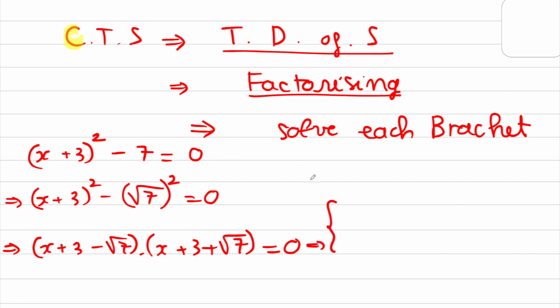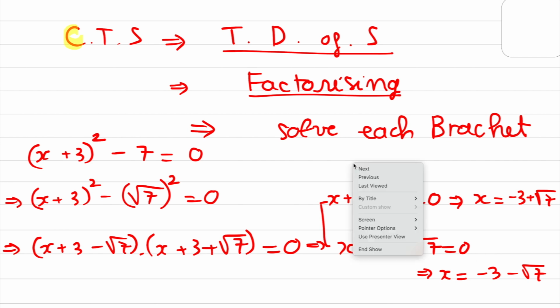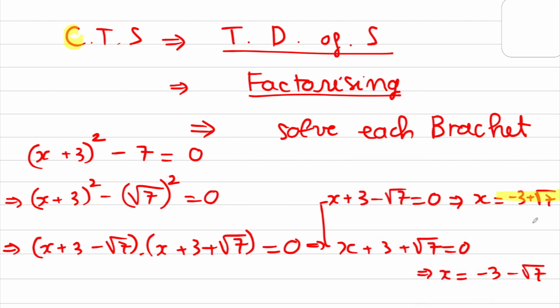After that you have two options. The first one is the first bracket, x plus 3 minus square root 7, equal to 0, and the next one is x plus 3 plus square root 7 equal to 0. Solving this, you get the first solution of x is negative 3 plus square root of 7, and the second solution is minus 3 minus square root 7 in here. Yes, that's it. The first solution and the second solution for this question. See that? That is not too difficult, right?